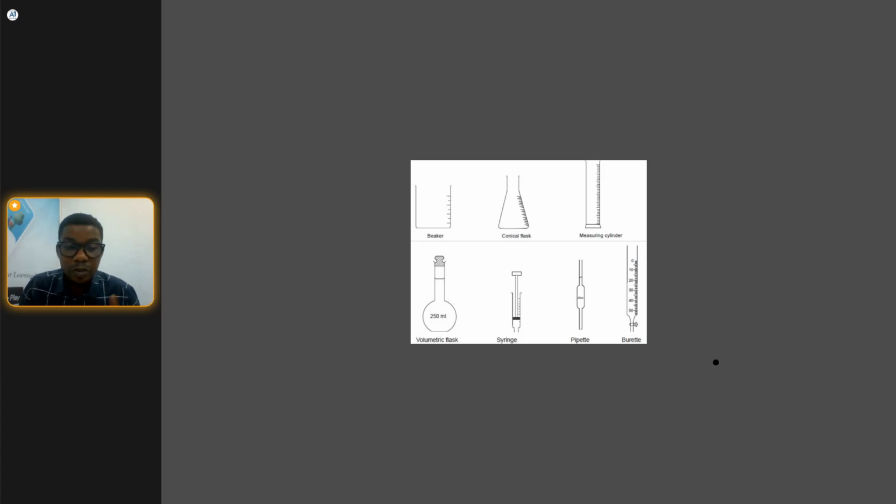So you can be asked in a UTME question, which of the following instruments is used for measuring volume? So the options can be mixed up. They will put some options that have to do with measuring length and some that have to do with measuring volume. So you have to be very conversant with the instruments used for measuring volume, that of length, and that of mass. Is that taken? So these instruments are used for measuring volume. Let's check the next one.